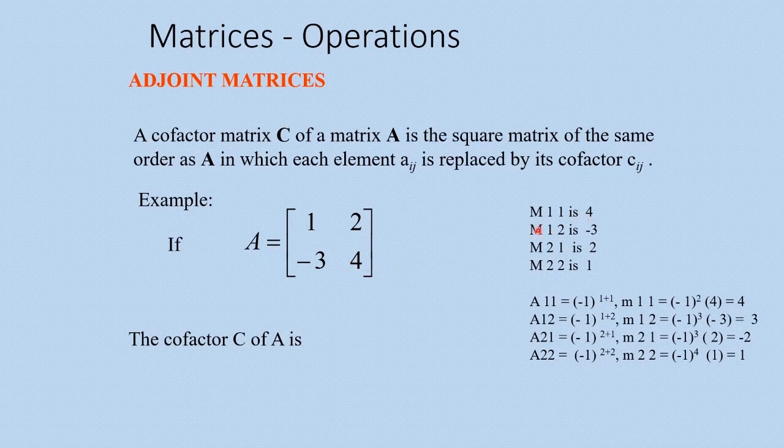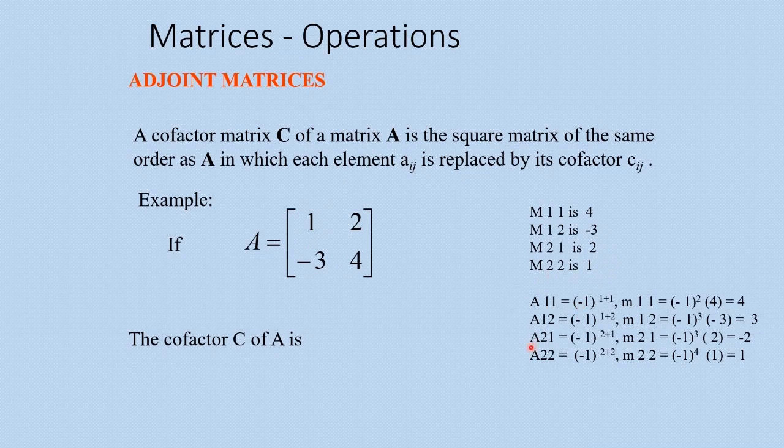M11 is equal to minor of A11, which is equal to 1. That is, since for M11 the first row and first column are deleted, we get 4. M12 is equal to minor of the element A12, which is equal to 2. That is, first row and second column are deleted, we get minus 3. M21 is equal to minor of the element A21, which is equal to minus 3. Here second row and first column are deleted, we get 2. M22 is equal to minor of the element A22, which is equal to 4. Here, that is, second row and second column are deleted, we get 1.